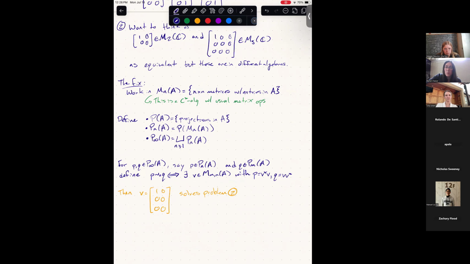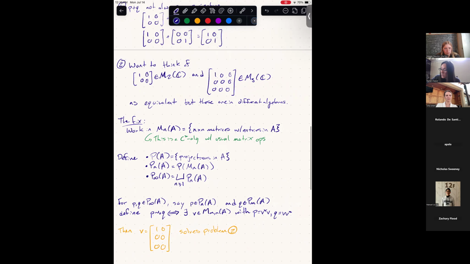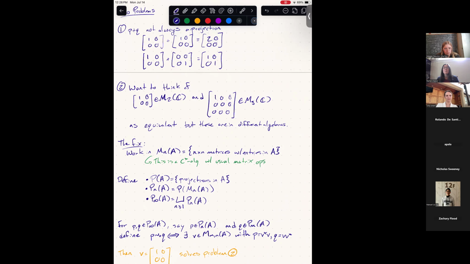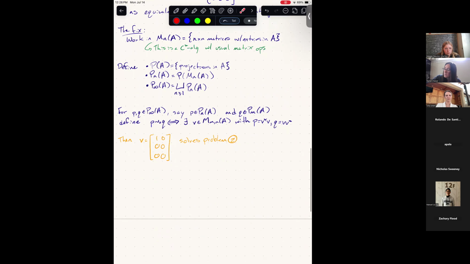Now to solve the first problem, which is that when we add two projections, we don't necessarily get a projection, we're going to define a new addition on this set of projections, P infinity of A. So we also need to define an addition on P infinity of A, with a special symbol, O plus, and say that P O plus Q is going to be, we're going to send it to a matrix that has P and Q on the diagonal.